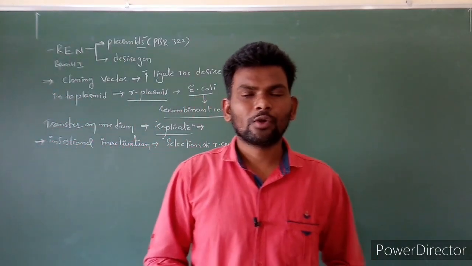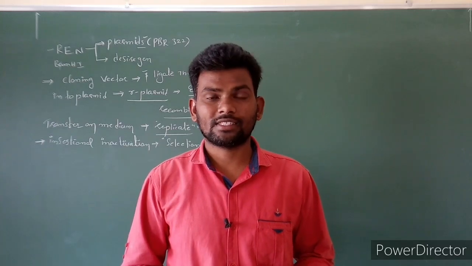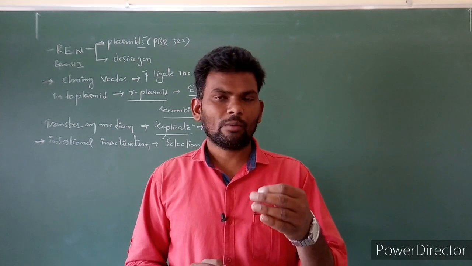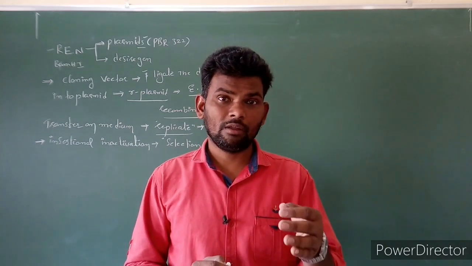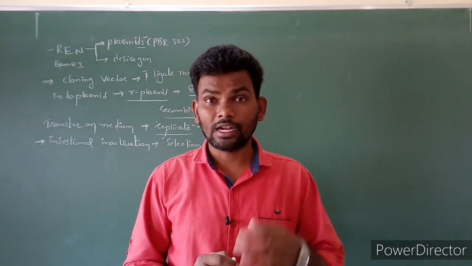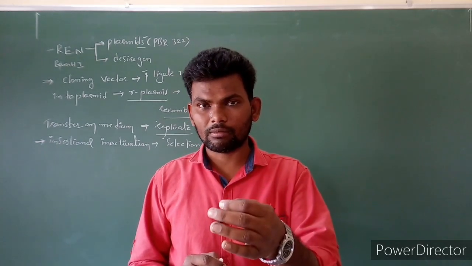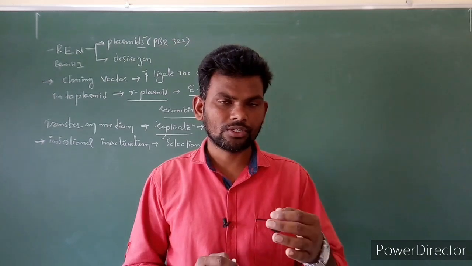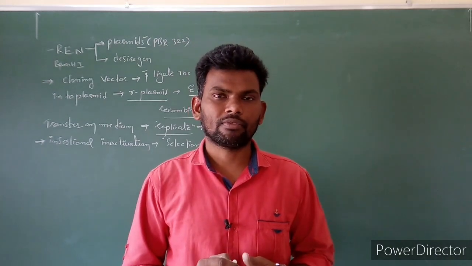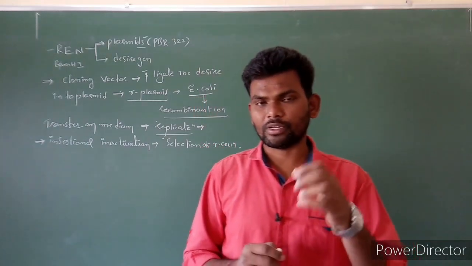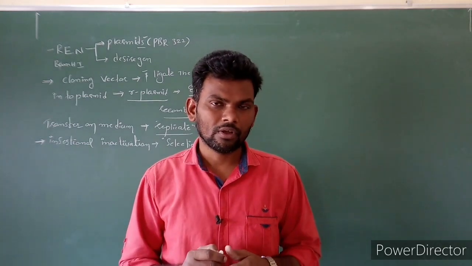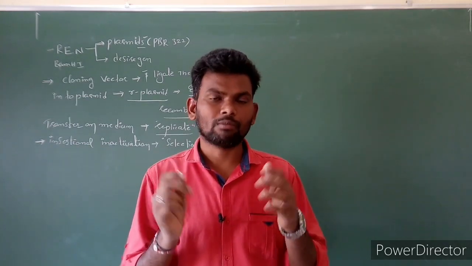Next, cloning vector for plants as well as animals. Here, for example, one bacteria is there. The bacteria name is Agrobacterium tumefaciens. It is a pathogen to dicot plants. It causes a disease to the dicot plant. The disease is tumors. It can induce tumors in dicot plants. How is it going to perform this?